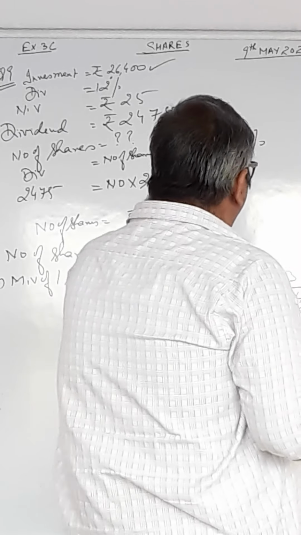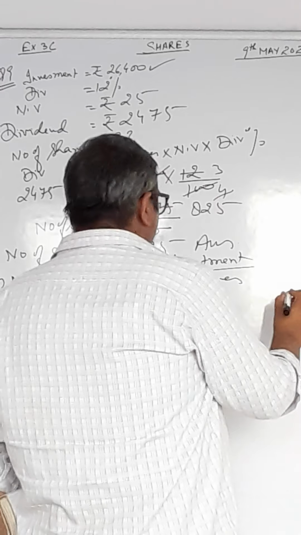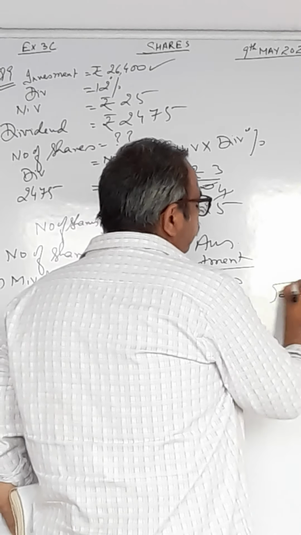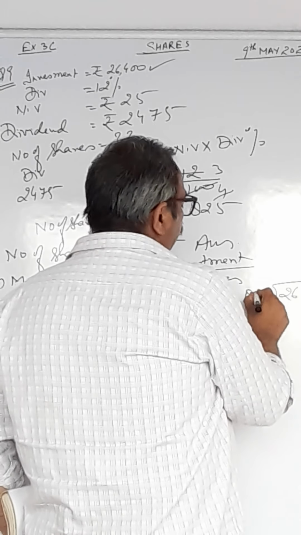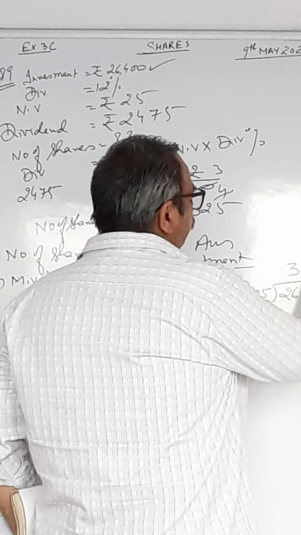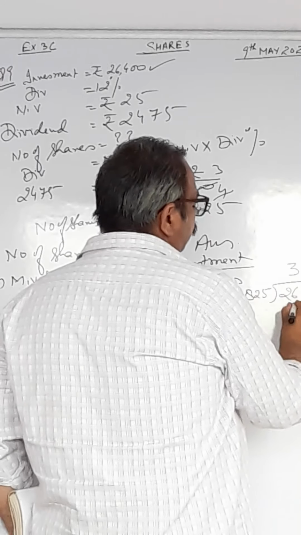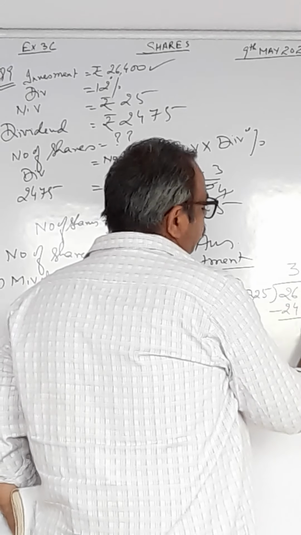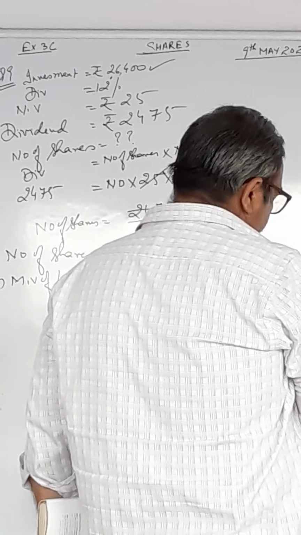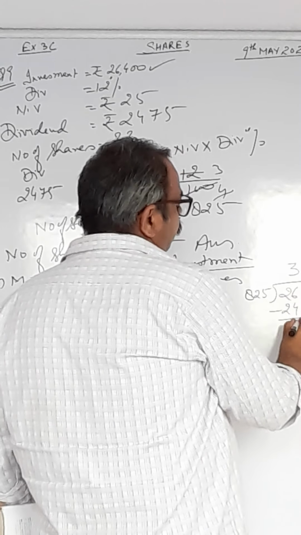Sorry, it is 825. 26400 divided by 825. 3 times. 3 5 is 15, carry over 1. 3 2 is 6 over 7. 3 8 is 24. 10 minus 5 is 5, and 7 8 9 10 11 12 13 minus 6, 7. 5 minus 4 is 1 and 0.